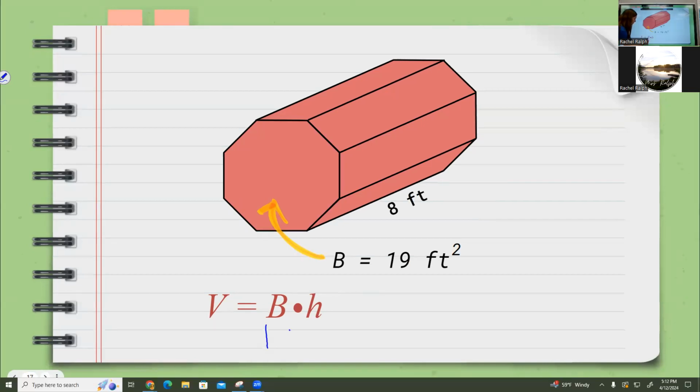So all we need to do is we know B is 19. We know that our height is 8 feet. We have 19 times 8. Use your calculator if you need to. And we end up with a total of 152 feet cubed. So 152 cubic feet would fit inside of this shape right here, an octagonal prism. It's an octagon, so it's an octagonal prism.